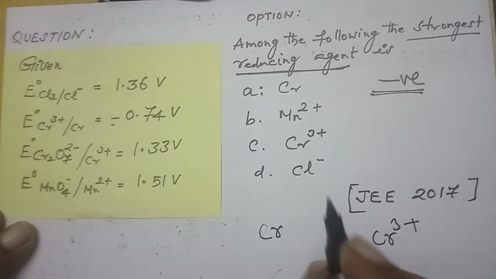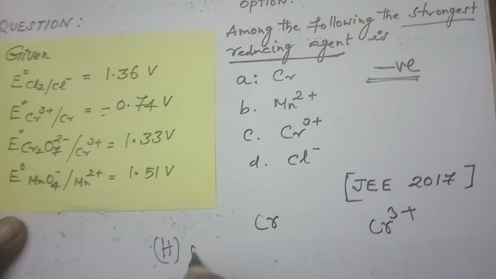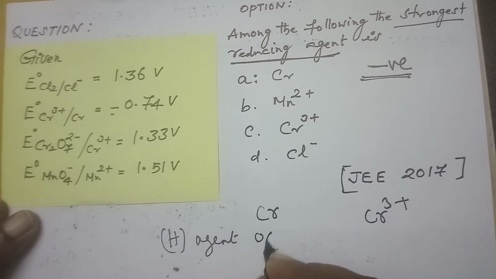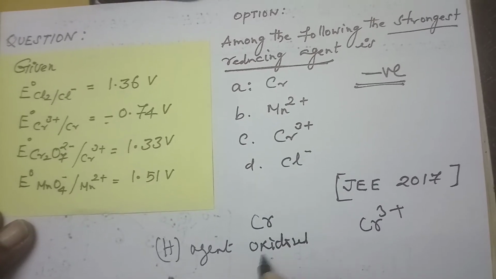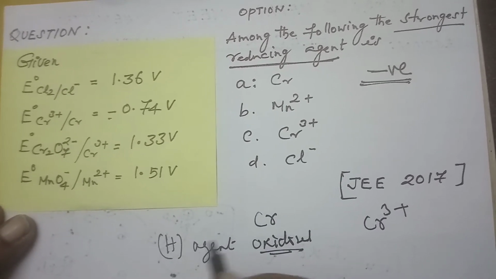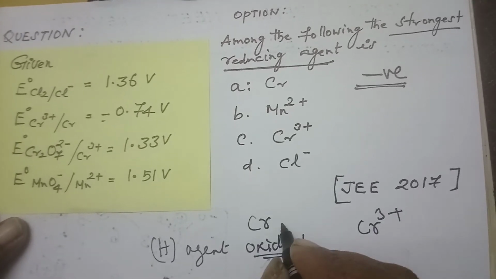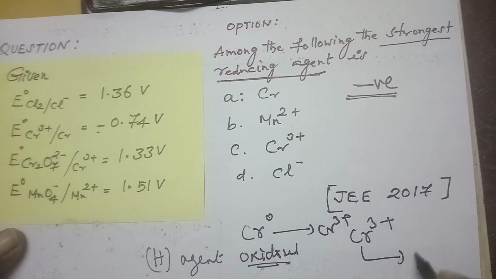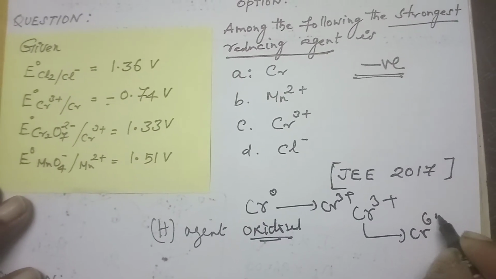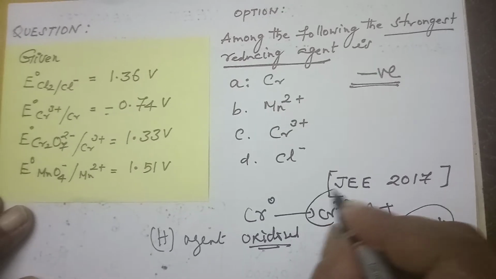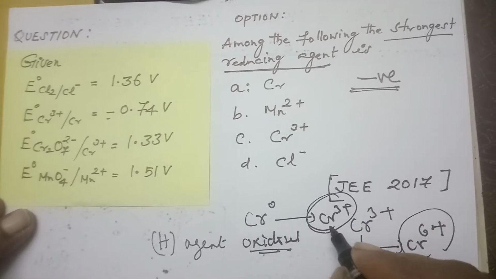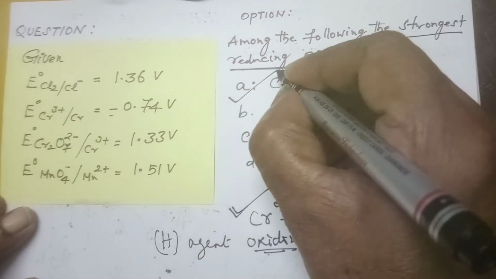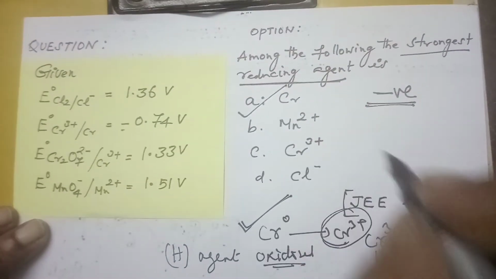In the case of that, what does reducing agent mean? Keep it in your knowledge: a reducing agent should be getting oxidized. A reducing agent reduces others and is itself getting oxidized. So chromium from 0 to 3 plus is the first case. The next case is chromium 3 plus to 6 plus. Which will take place easily? Chromium to chromium 3 plus is possible. So your answer is that chromium metal is the best reducing agent.